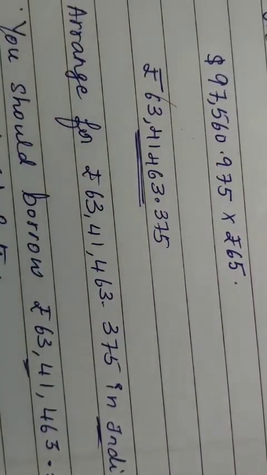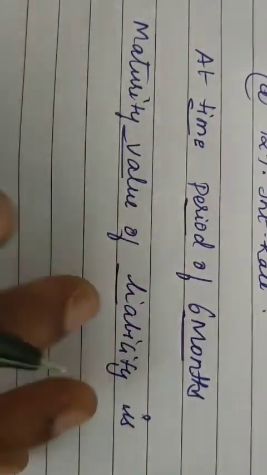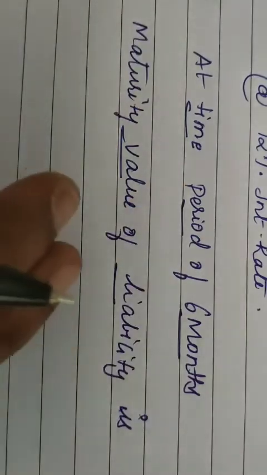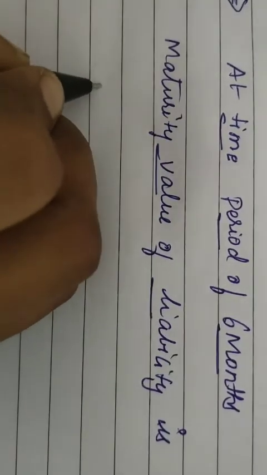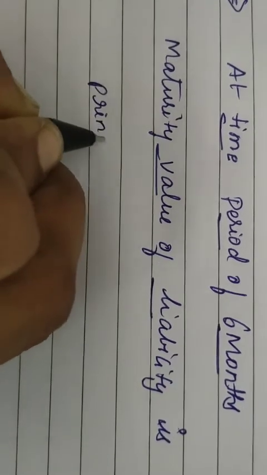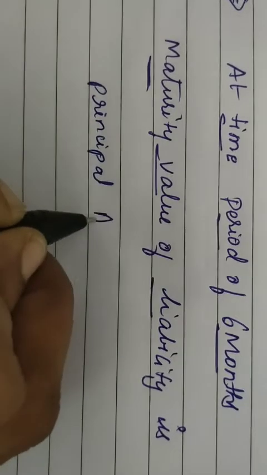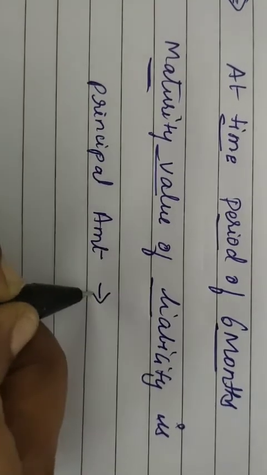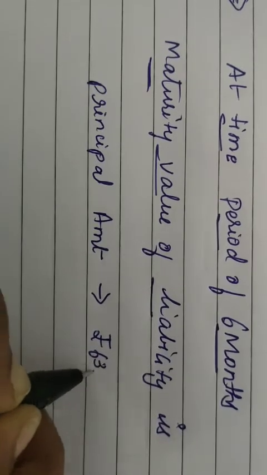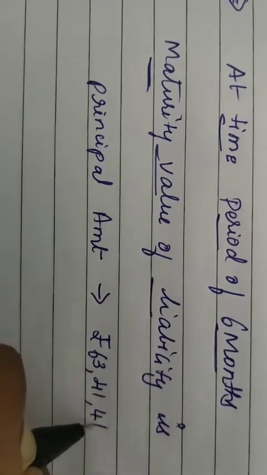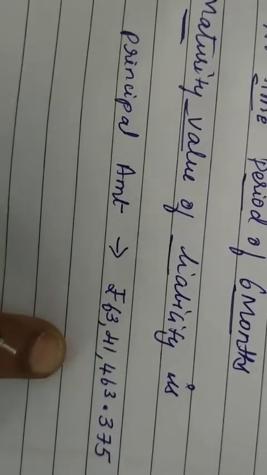But after 6 months, what is your maturity value of liability in India? How much amount you have to pay ultimately to the bank? That is the principal amount, rupees 63,41,463.375. This is the one.